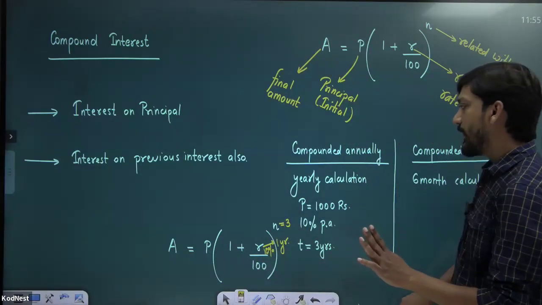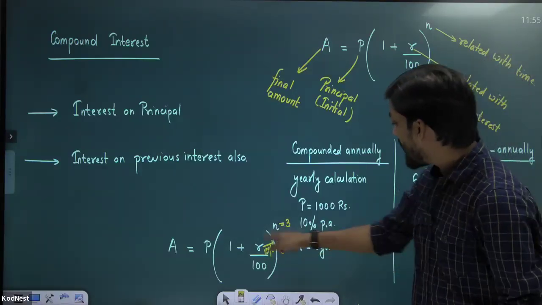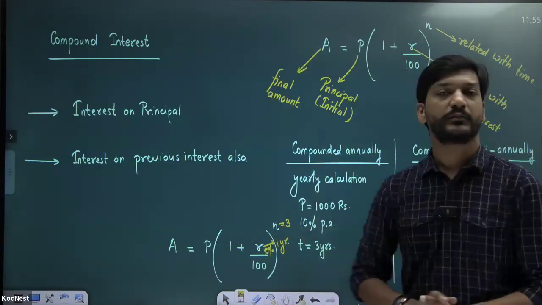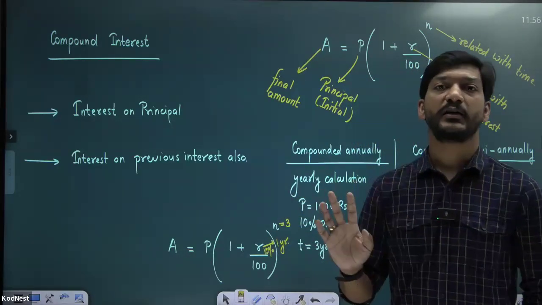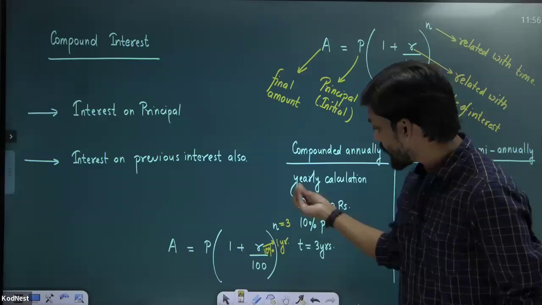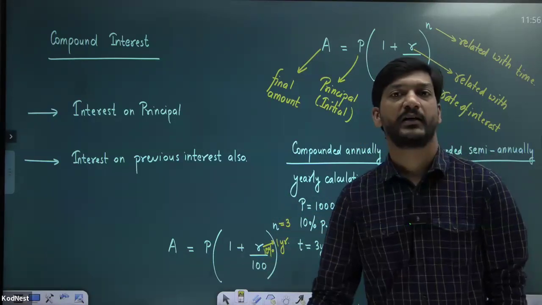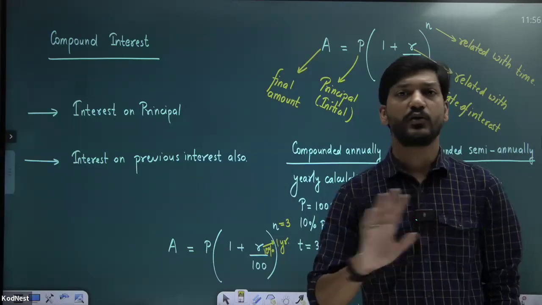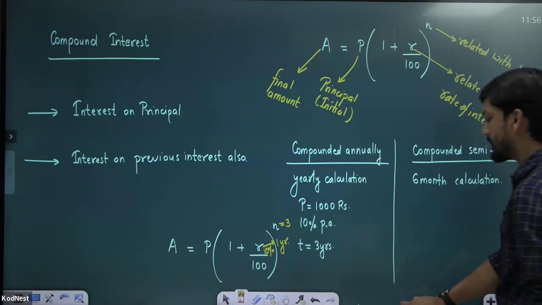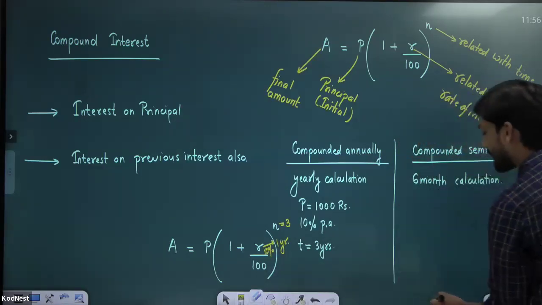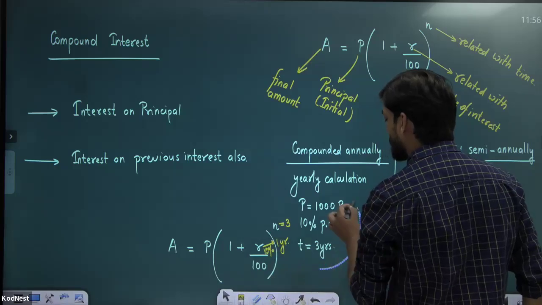So my dear, in yearly calculation, there is no confusion. R is actually the given value, or R is the value which will be given in the question. You need not think anything else. 10%, so write 10. And n value is nothing but your time. So for yearly calculation, no confusion will be there. But when it comes to 6 months, then you will realize. Carefully see once. Again, I'm taking the same set of values.